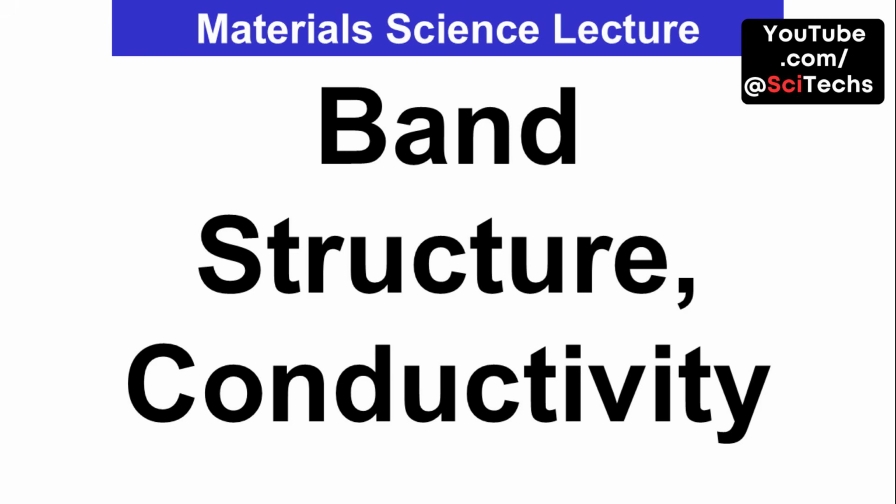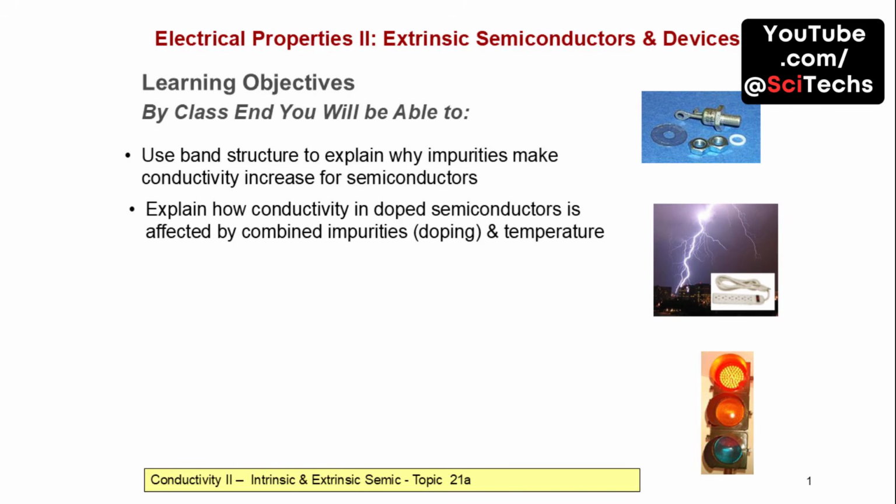In this session, we will delve into the fascinating world of how materials conduct electricity and the role of their band structures. By the end of this class, you will be able to use band structure to explain why impurities increase conductivity in semiconductors. Additionally, you will understand how conductivity in doped semiconductors is influenced by temperature and impurities.